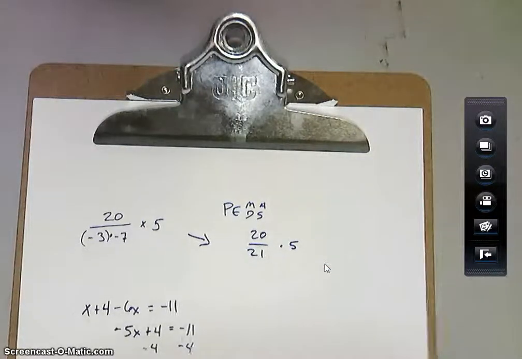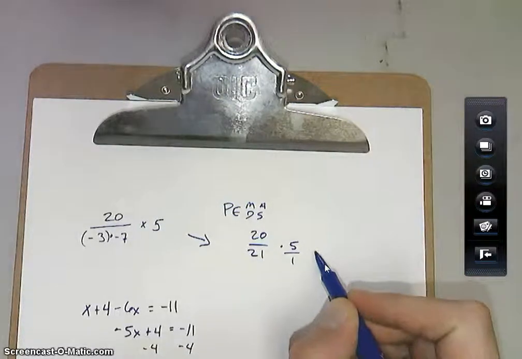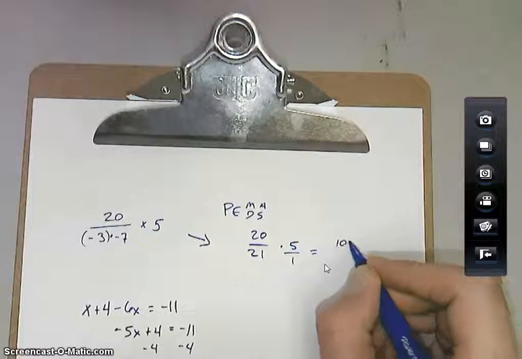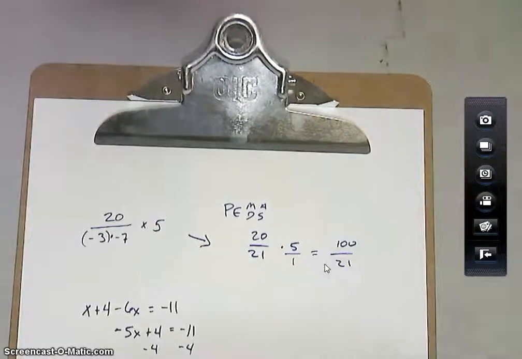When we're multiplying fractions, we do what? We multiply straight across. 20 times 5 is 100. 21 times 1 is 21. Like I said a million times before, and probably a million times after this, please do not change these to decimals. Leave them fractions and leave them improper.